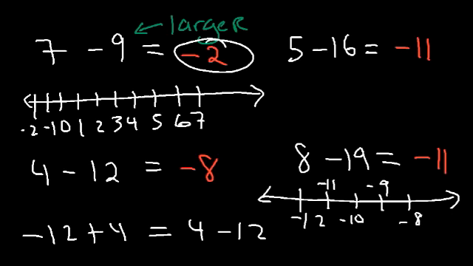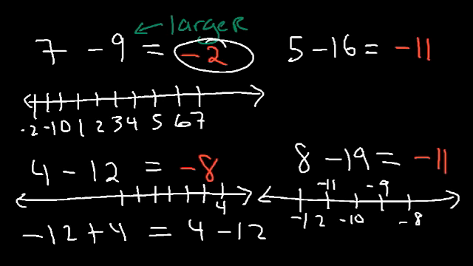But if you want to do it the long way, you could start with 4 and go 12 spaces backwards. 1, 2, 3, 4, 5, 6, 7, 8, 9, 10, 11, 12.